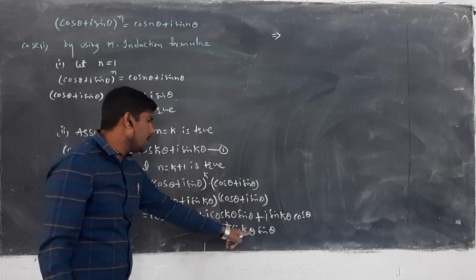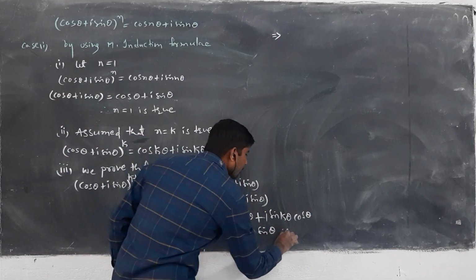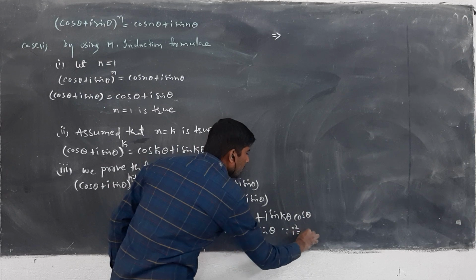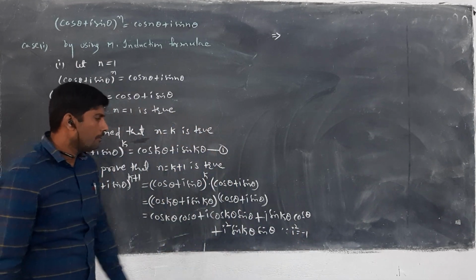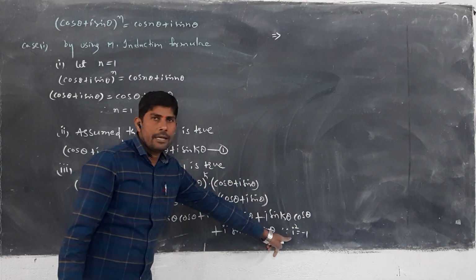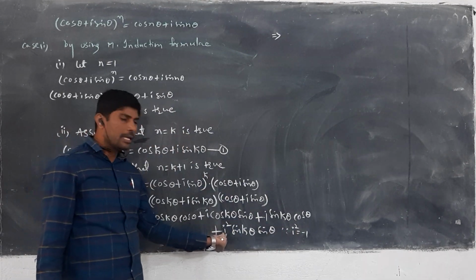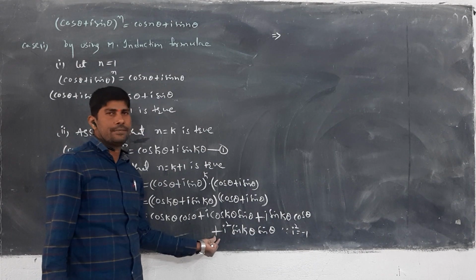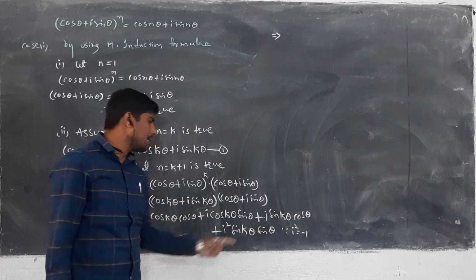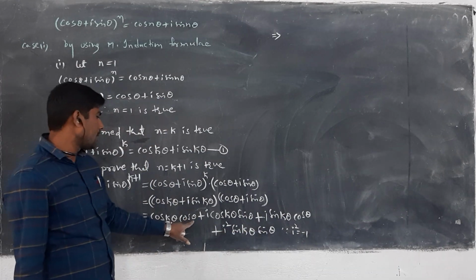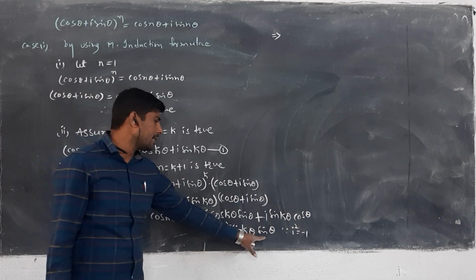I square value is minus 1, because i square is equal to minus 1. Already we are learning complex numbers. Then substitute i square: in place of i square, the value is minus 1. So cos k theta minus sin k theta sin theta.